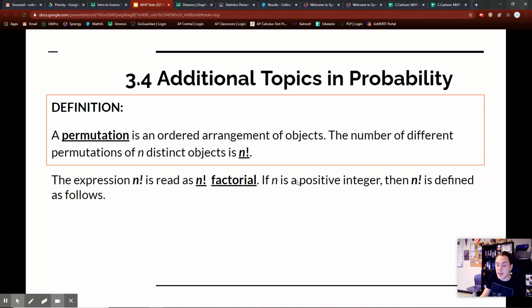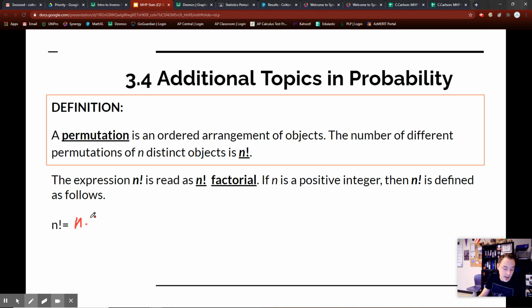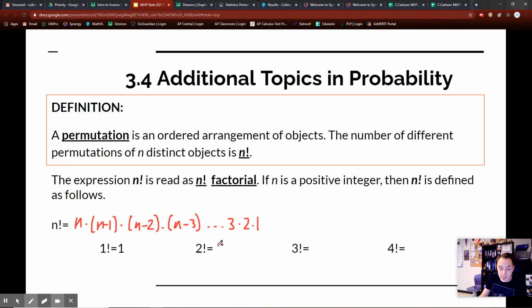So if n is a positive integer, then n factorial is defined as follows. n factorial means simply this, guys: n times n minus 1 times n minus 2 times n minus 3, and so on and so forth. So it's 3 times 2 times 1, all the way until you get to 1. What does that mean for us? That means if I have 1 factorial, we actually just say that's 1. But what's 2 factorial? That means 2 times 1, which equals 2.